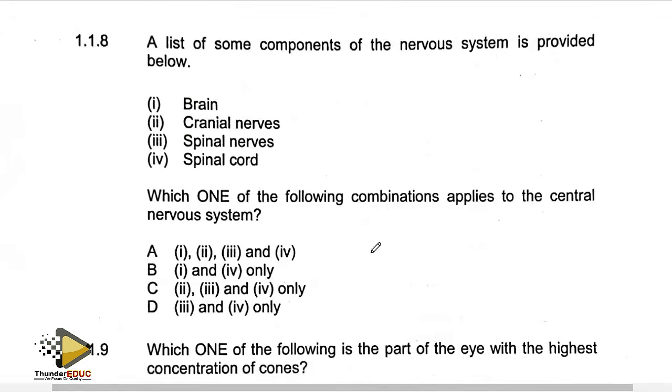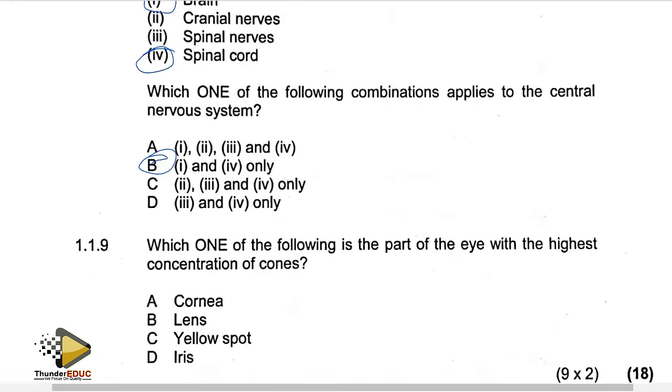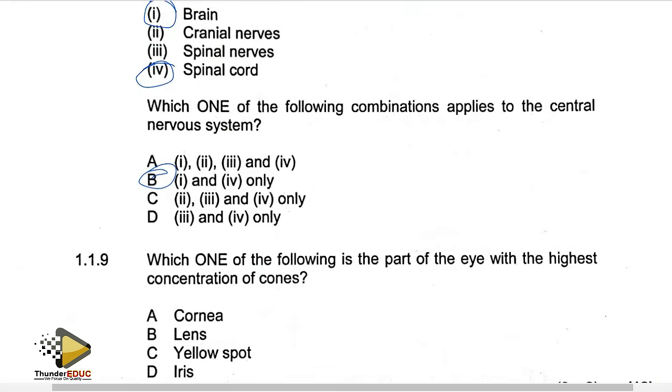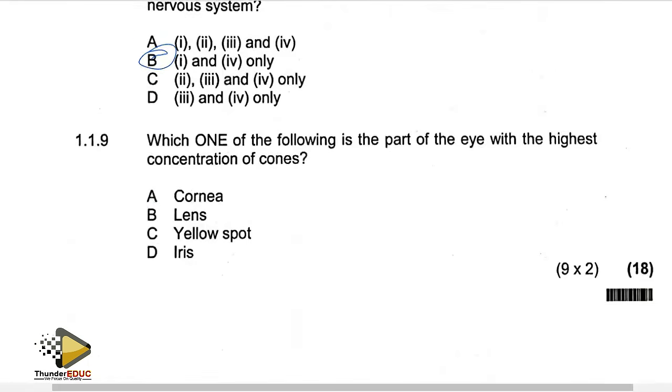So let's go to where there is a brain. The brain is part 2, part 1, and then the spinal cord is part 4. So you go for 1 and 4. 1 and 4 only, which is B. And then we go to what about these other ones? These other ones belong to what you call the peripheral nervous system, the nervous system of the sides.